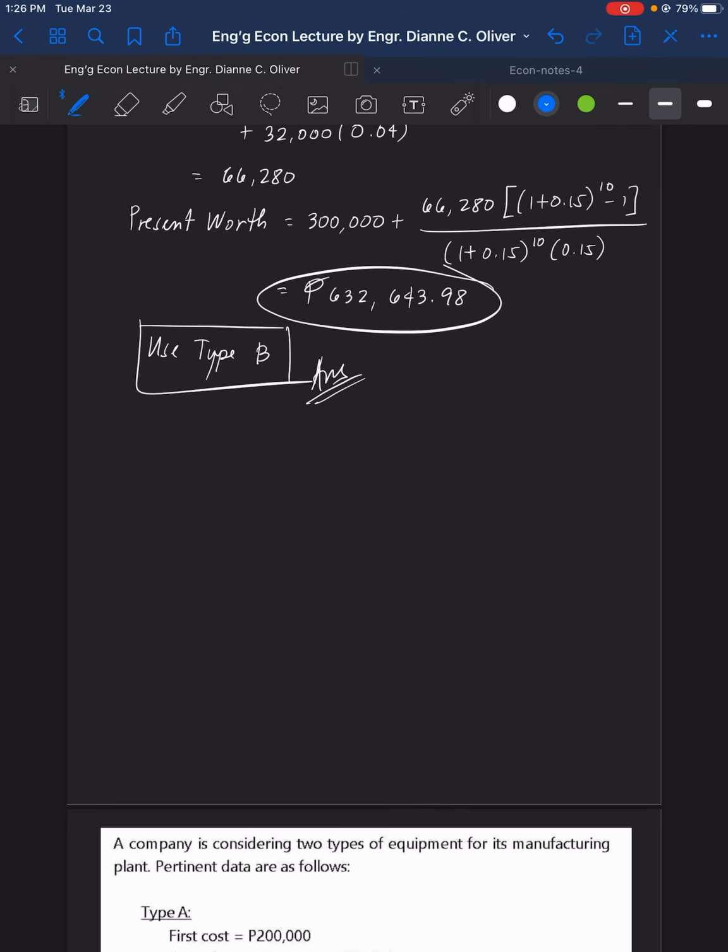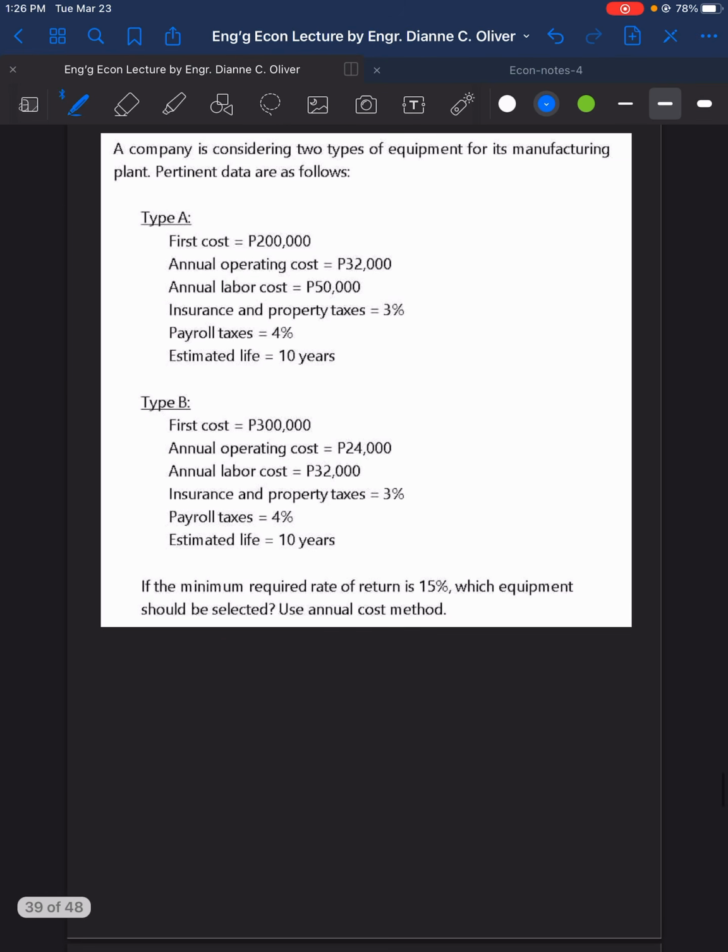So let's have the sample problem. A company is considering two types of equipment for its manufacturing plant, and here are the following data. So it's the same as the previous example, but here, if the minimum required rate of return is 15%, which equipment should be selected? Use the annual cost method. So in this part, we will be using the annual cost method.